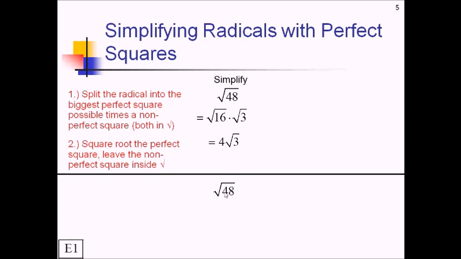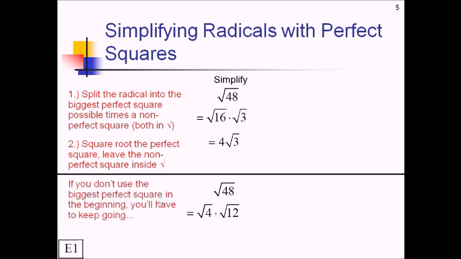Now let's say that you hadn't figured out 16 was the best perfect square, and you went with 4 times 12 instead. Well, you can still fix this if you're actually looking out for perfect squares after the fact. So if you don't use the biggest perfect square in the beginning, you can keep going. In fact, you have to simplify it. So 2 radical 12 is what we would initially end up with, but then you look and say, oops, 12 is actually also divisible by 4. So you can keep going and split the 12 up into 4 times 3.